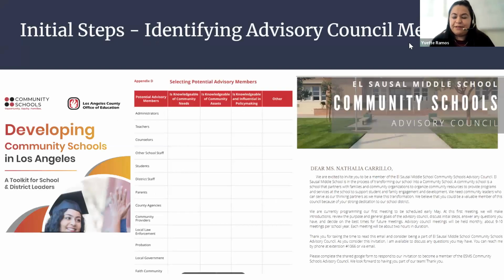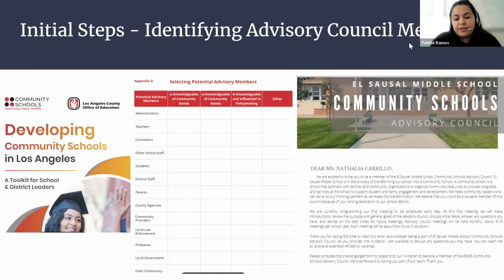So I'm gonna kind of backtrack on how we started. When I came on board, it was already almost a year into our planning grant, year 1. We're currently in year 2. I came on board in February. And what I started doing was researching how to establish an advisory council. That was the first thing.